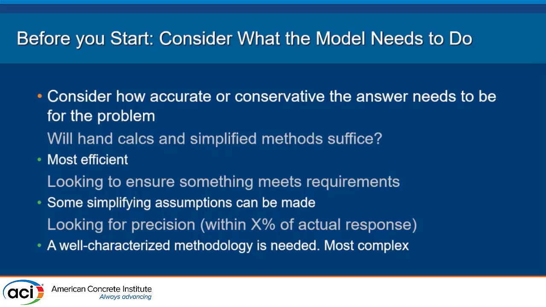Say we're at a level of fidelity where we just need to ensure something meets requirements. It doesn't have to be a super precise answer, and we can make some simplifying assumptions along the way. That's sort of a mid-level. And then say we really need a detailed, precise answer, within some percentage of a test response, or it's a critical thing. That requires a well-characterized methodology, and it takes the most time. It's the most complex. So, just considering what level of fidelity we need to get into before we start.